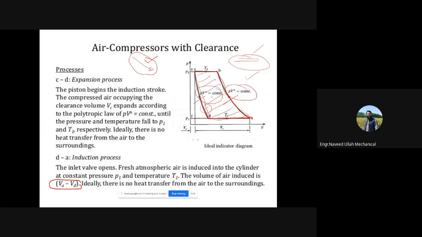ठीक है, this will be actually the work consumed by the compressor. Now you see here, बाकी चीज़ें तो आपको पता है कि इंडक्शन कैसे होती है, कंप्रेशन कैसे होती है और डिलीवरी कैसी होती है, किस प्रेशर के ऊपर स्टार्ट करता है. बट दिस न्यू थिंग इज अबाउट एक्सपेंशन. हाउ दिस एक्सपेंशन टेक्स प्लेस? It is very simple.